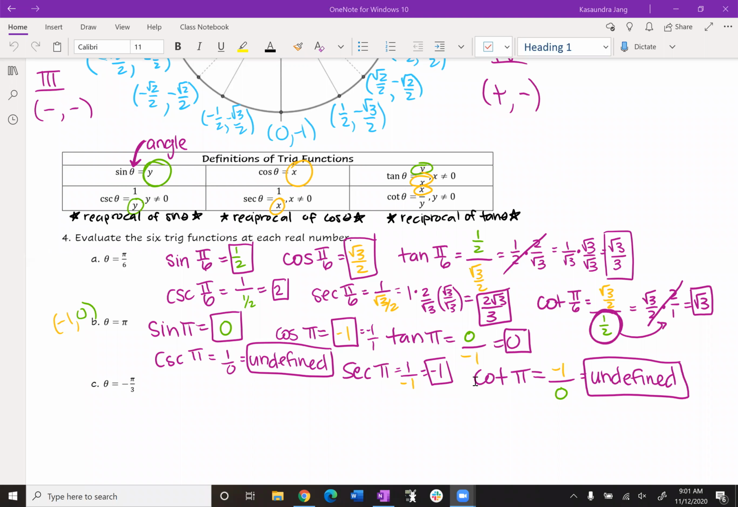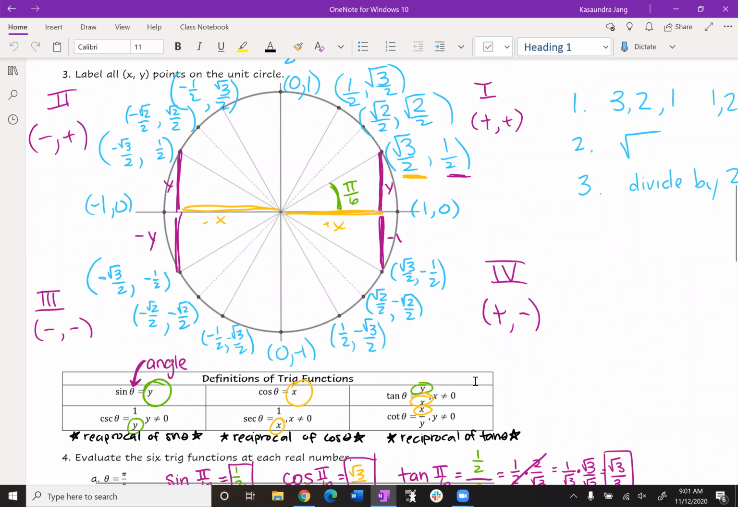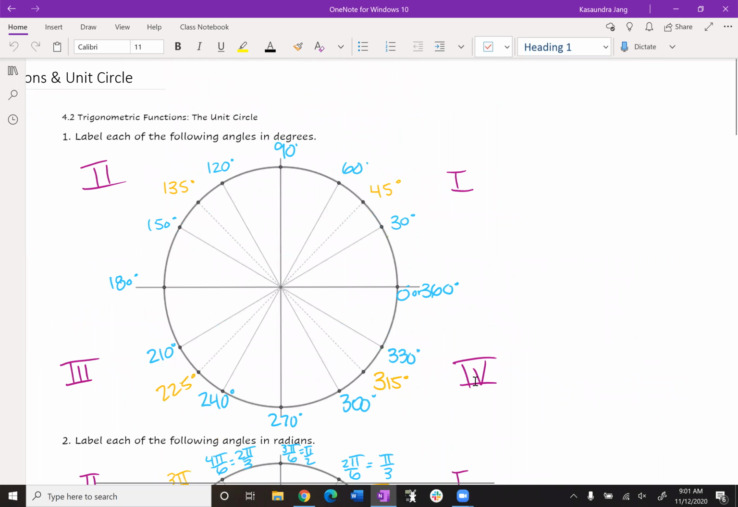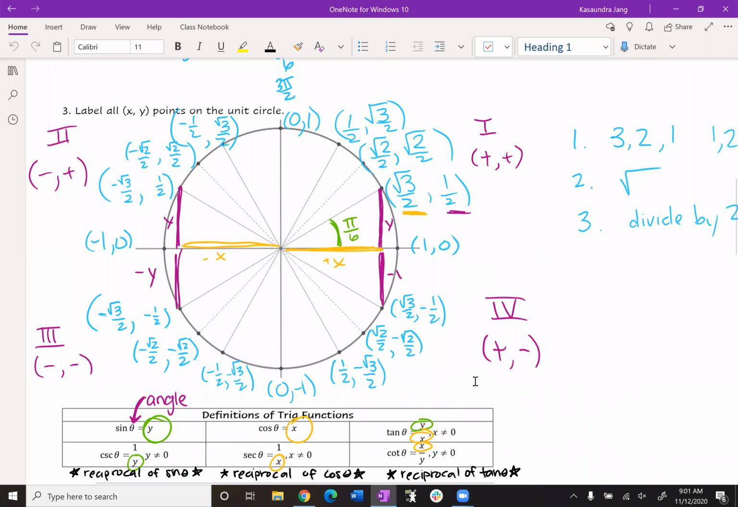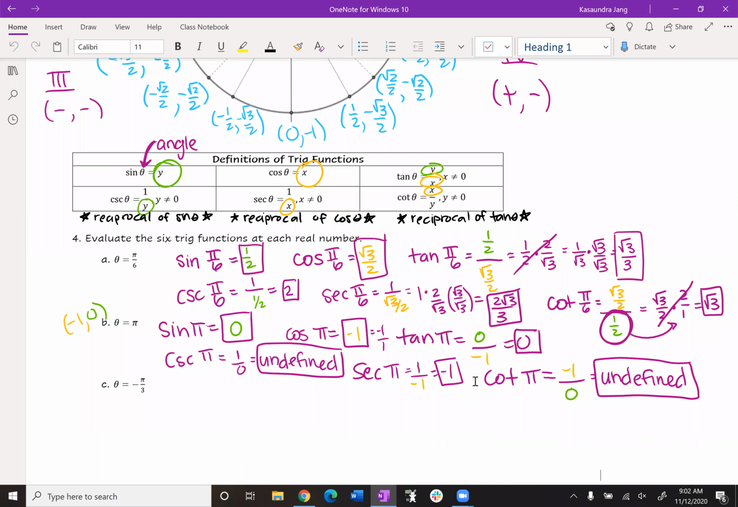So this is where we left off. We went through the unit circle. We got all of the angles in degrees. We got all of our angles in radians. And now we've got all of the coordinate points around the unit circle. And then we looked at all 6 trig functions. So we are gonna kind of start where we left off here.